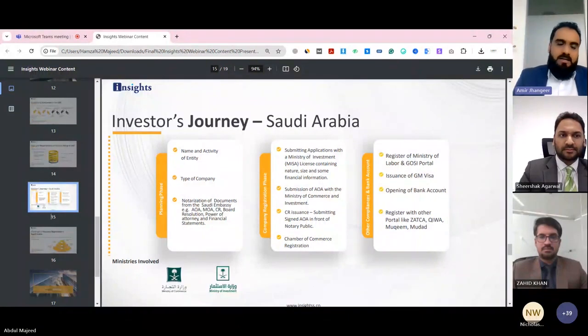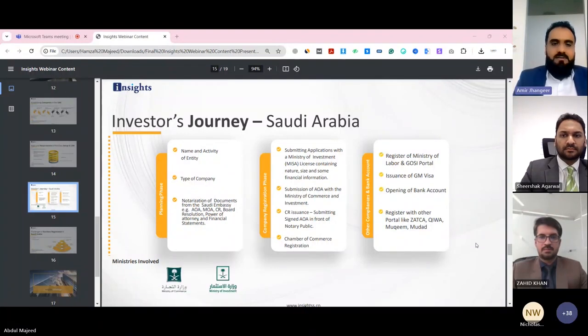Everyone. So as Mr. Shirchak explained, the process of registration of a company in the UAE is almost similar to Saudi Arabia, but a few points are very different. So I will focus only on those points. For the investor's journey, I divided the whole process into three phases. These three phases are for our own understanding and benefit. This is not a hard rule that we have to divide the journey into three categories.